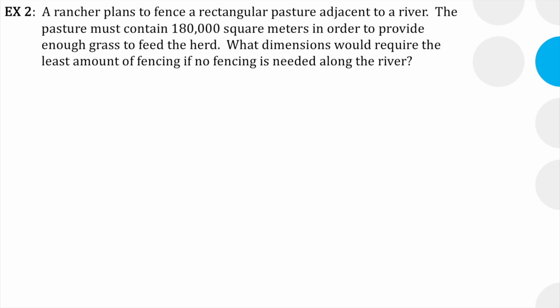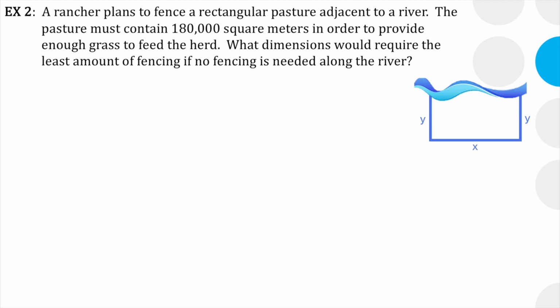A rancher plans to fence a rectangular pasture adjacent to a river. The pasture must contain 180,000 square meters in order to provide enough grass to feed his herd. So what dimensions would require the least amount of fencing if no fencing is needed along the river? This is why we draw a picture, because that's a lot of words. So we have a river, and we have some sort of a pasture that goes up to it. And let's put some labels on that. X, and then the two sides will be Y.